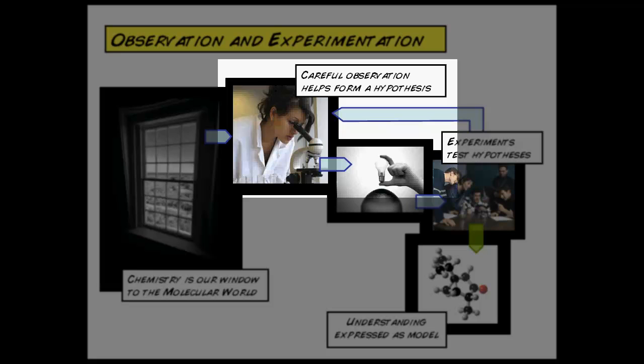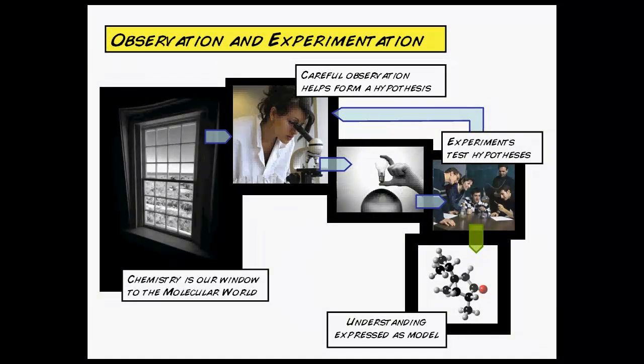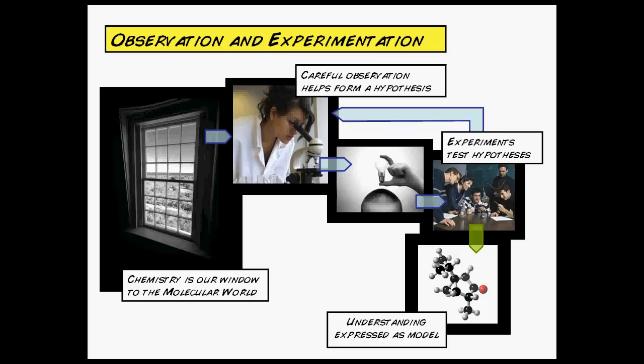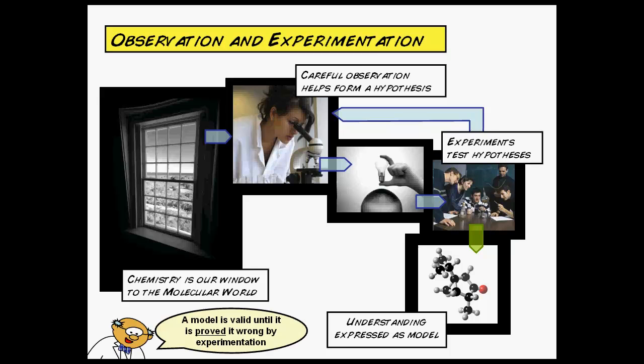But eventually, after a series of experiments, we're able to get an understanding of what it is that is causing the observations that we're seeing. We can then express this understanding as a model. A model is what is commonly known as a scientific theory. One of the most important things about a scientific theory or model is that it has to be testable, and we can then use this model and consider it valid until it's proven wrong by experimentation.